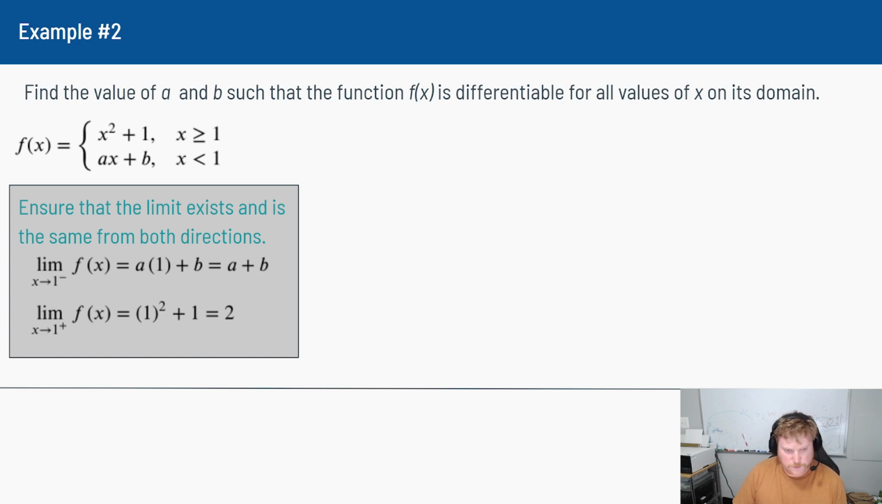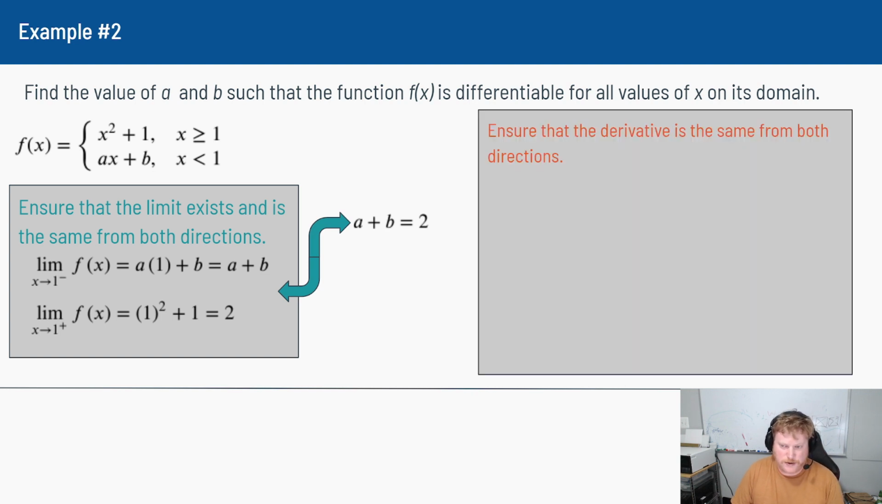From the right, we're using the top function of the piecewise function, and plugging in 1, we get 2. So what we want is for a plus b to be equal to 2. So we have a little bit of information, but not quite enough to solve for a and b. So the next thing we want to ensure is that the derivative is the same from both directions.